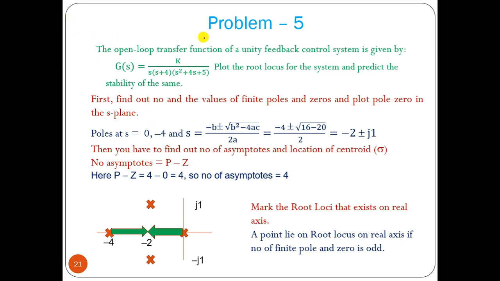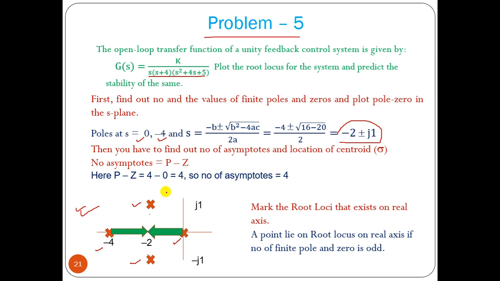Now let us solve another problem, problem number 5. Here also we have the same type of transfer function. We have poles at 0, minus 4, and complex poles at minus 2 plus minus j1. So we can plot that in the s-plane: 0, minus 4, minus 2 plus minus j1. Like the previous problem, we could have three breakaway points and it can go this way, but this problem we have to solve, and find out where the breakaway point should be and how the poles are moving.